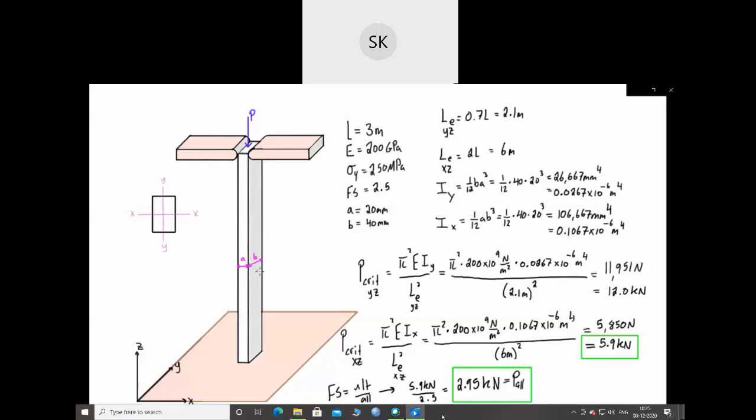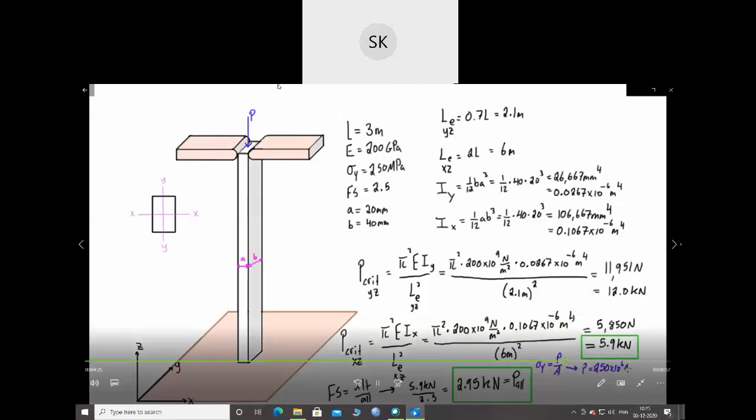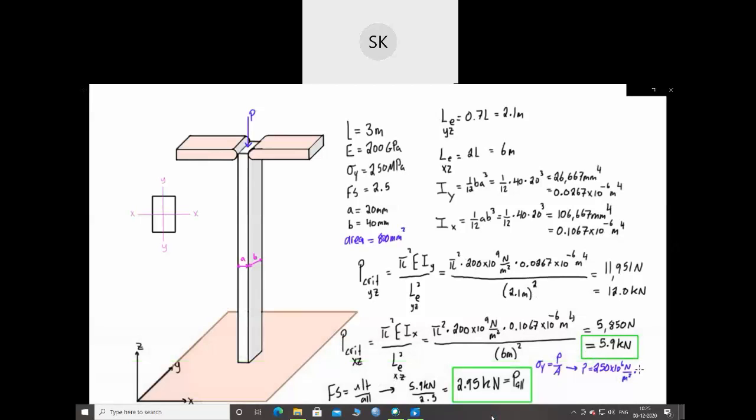The last thing that we want to do here is check to make sure that the column doesn't yield before it buckles. We've been doing this in the previous video. We know that our yield stress is equal to the force over area, and that force is the force that would cause this material to yield. If we rearrange for P, we get our yield stress, which is 250 times 10 to the 6 newtons per meter squared, times the area. The area is equal to 20 times 40, so that's 800 millimeters squared. In units of meters squared, that's 800 times 10 to the minus 6 meters squared. If you multiply those two together, we find that the force is 200,000 newtons, or 200 kilonewtons.